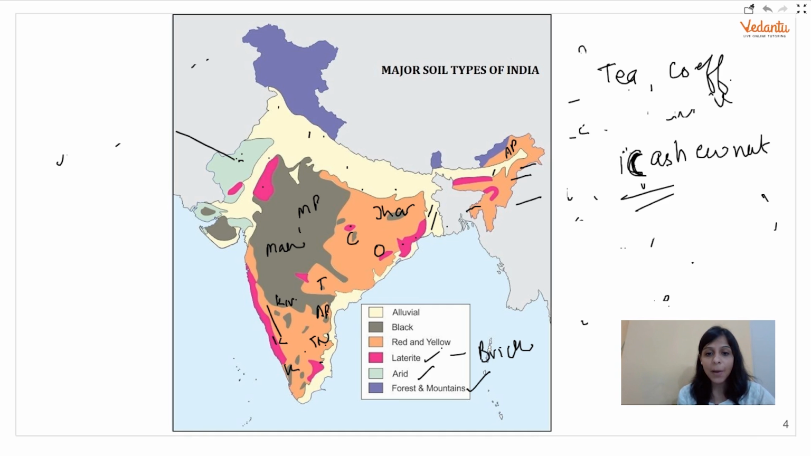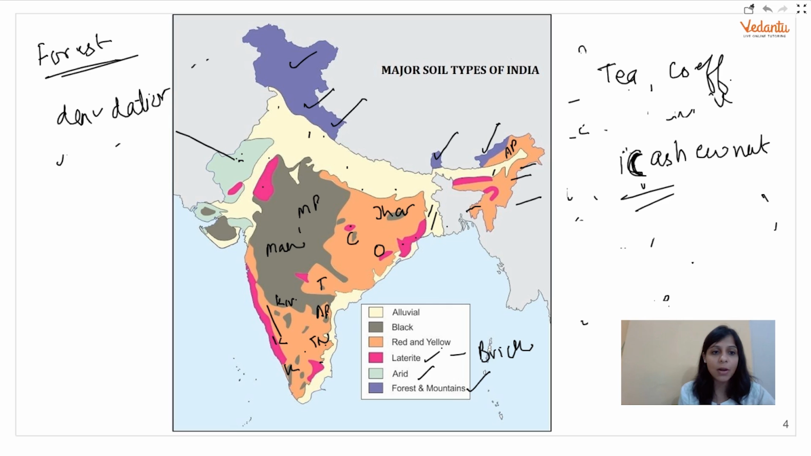Now, last is forest soil. You can see it right here in Jammu and Kashmir, Himachal Pradesh, Uttarakhand, Sikkim, and even some parts of Arunachal Pradesh. So you can mark it like this, right? Talking about forest soil, they are basically found in the hilly and mountainous areas where there is sufficient rainfall. In the snow covered areas of the Himalayas, these soils experience denudation. That means they're more and more acidic because there's less humus content.